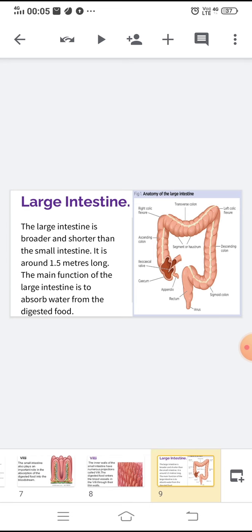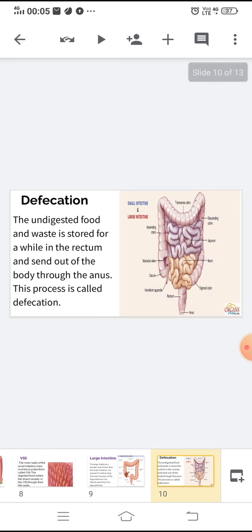The undigested food and waste is stored for a while in the rectum and sent out of the body through the anus. This process is called defecation. What is defecation? The undigested food and waste is stored for a while in the rectum and sent out of the body through the anus. This process is called defecation.